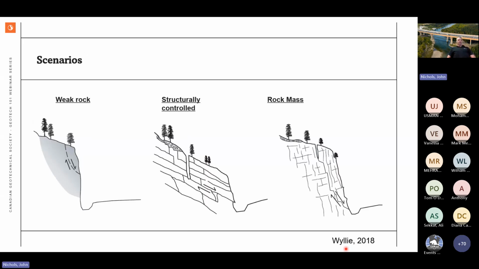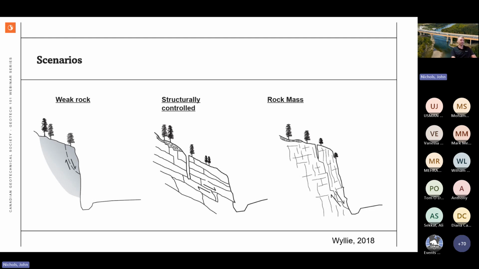So the three scenarios are shown here, illustrated in Wyllie 2018. So weak rock, you can see intact rock parameters apply, but keep in mind that even if you cut a rock slope in weak rock, weathering degradation over time could lead to a change in the intact properties. Then you have structurally controlled, right?